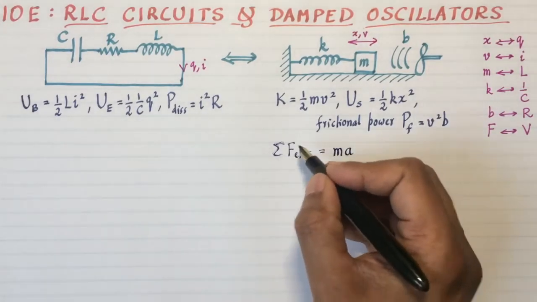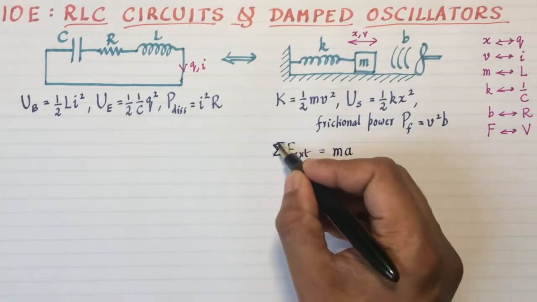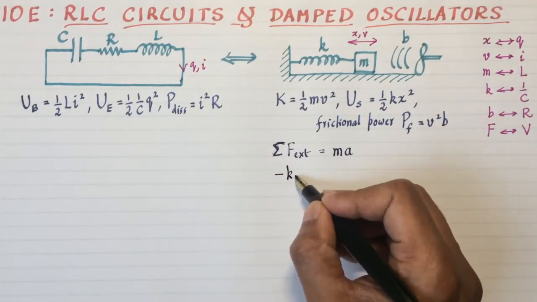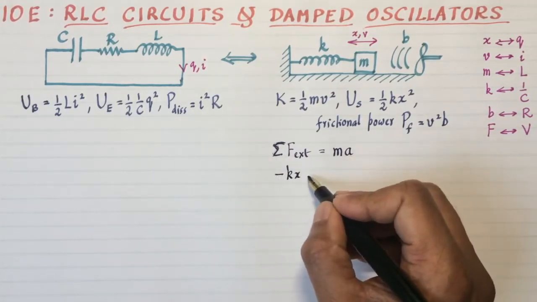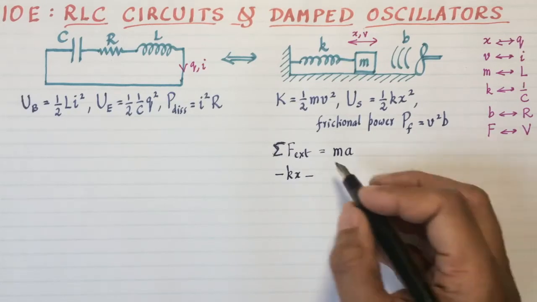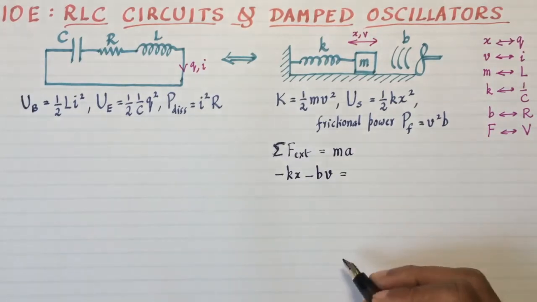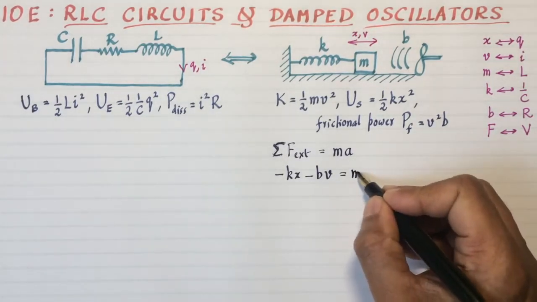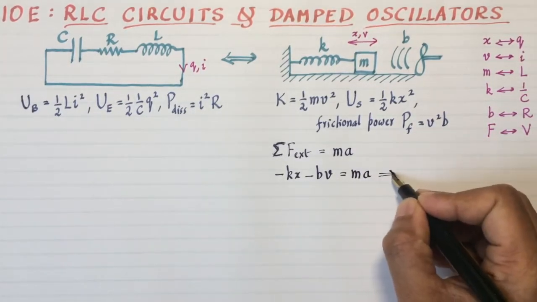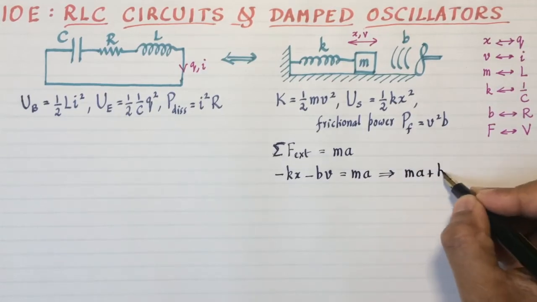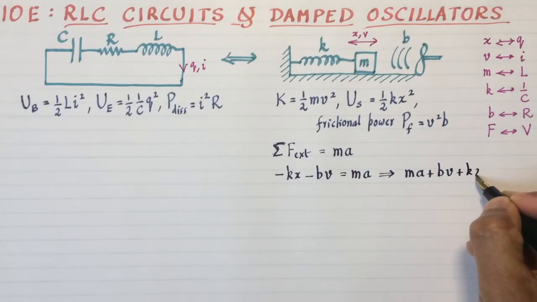What are all the external forces here? Well, there's one coming from the spring and there's another coming from the air. So the spring's force is negative kx by Hooke's law, and the drag coefficient times v is the drag force, and that's equal to ma. That looks pretty good. Neat equation. So I get ma plus bv plus kx equals 0.